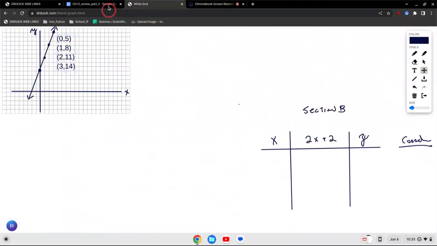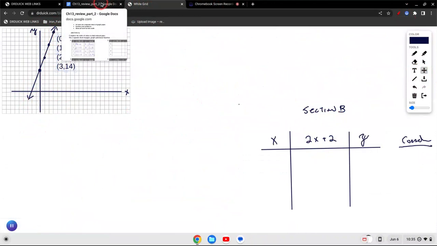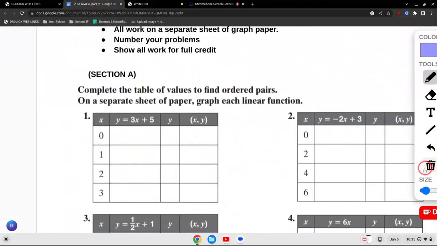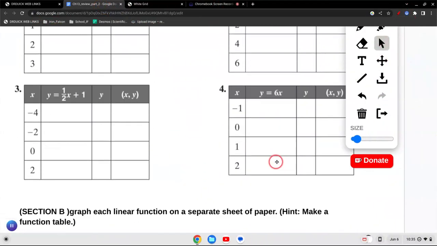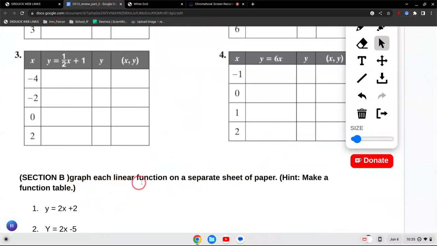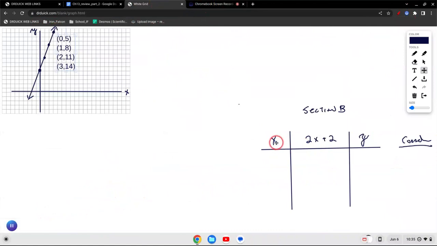Let's look at section B. I put it on here to kind of show you because of a lack of room. It says, graph each linear function on a separate sheet of paper, make a function table. So I have y equals 2x plus 2. So keep in mind, y equals 2x plus 2. I take the equation, stick it here, put x here, and I'm solving for my y. I'm going to get my coordinates, okay?